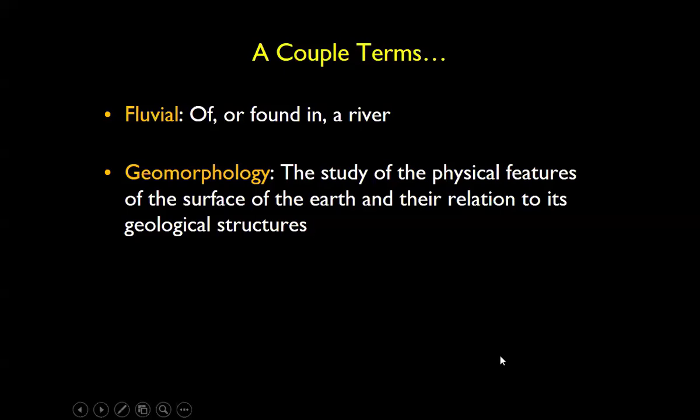Okay, so fluvial geomorphology then. It has to do with the physical features on the surface of the earth and how those relate to rivers. I see a couple folks still jotting down notes, so I'll pause for a moment here.